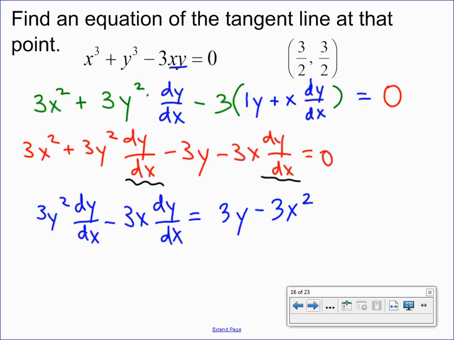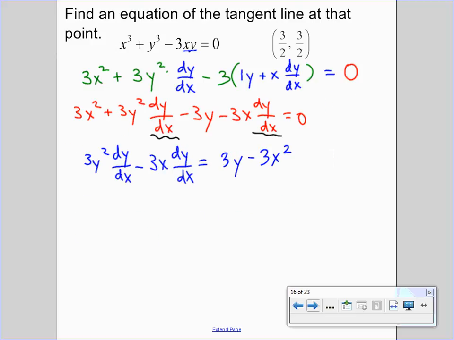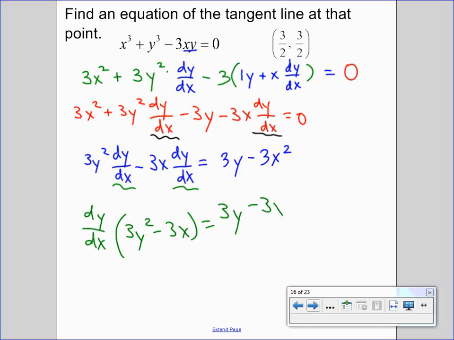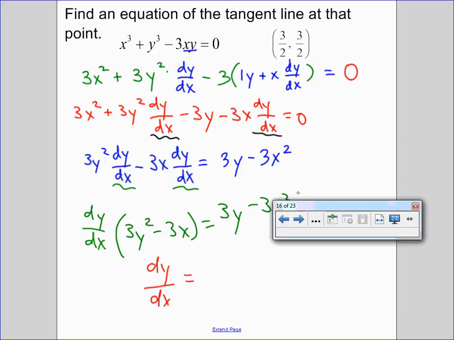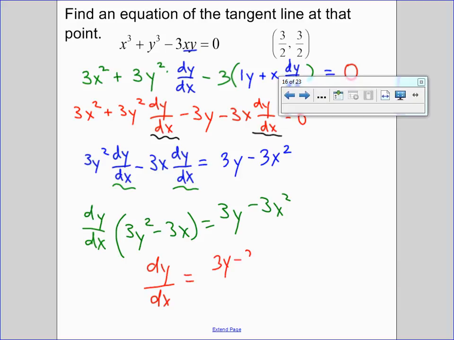Great. Now we'll go ahead and factor out a dy/dx so that I have a single dy/dx isolated on the side as my goal at the end point. So notice how we have a dy/dx in each of those. Factor that out, leaving 3y squared minus 3x, quantity, equals 3y minus 3x squared. And guys, we're almost done. Now we can solve through division. So there's the fruit of our labor. dy/dx is going to be given by 3y minus 3x squared over 3y squared minus 3x.